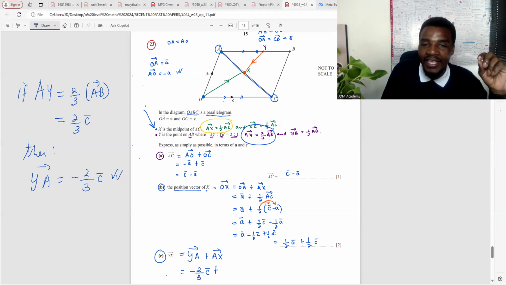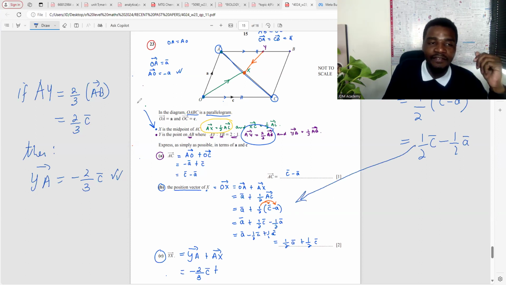Remember, we recently said vector AX is half of vector AC. And this was equal to half of vector AC, which we said is basically C minus A from the first question. When we simplified this, we got half of vector C minus half of vector A, as we did here. So what is the value of vector AX? It's half of vector C minus half of vector A.